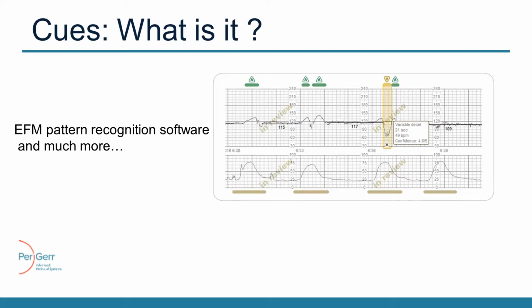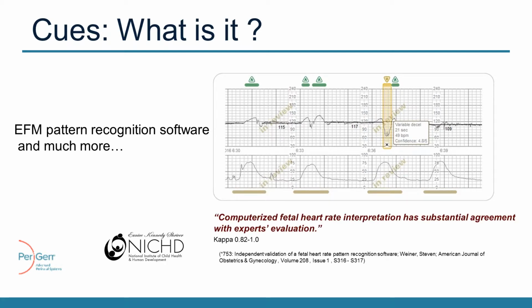It has been evaluated in terms of its accuracy by a panel of experts with the NICHD. They examined their levels of agreement with cues in over 100 tracings and reported their results in kappa scores of 0.82 to 1, which represent very high levels of agreement.